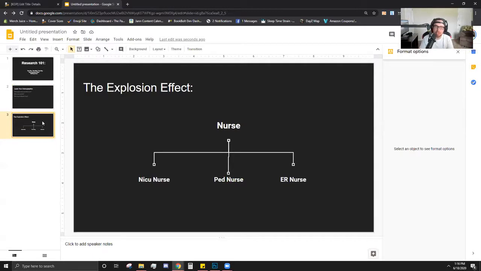So when I'm researching, I like to try to publish about 5 to 10 books to start with in each of these. So I'd like to do 5 to 10 broad nursing books, and then I would like to do 5 to 10 for NICU, pediatric, and ER nurse for each one.